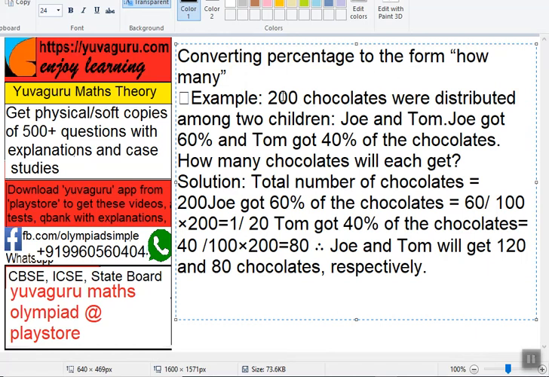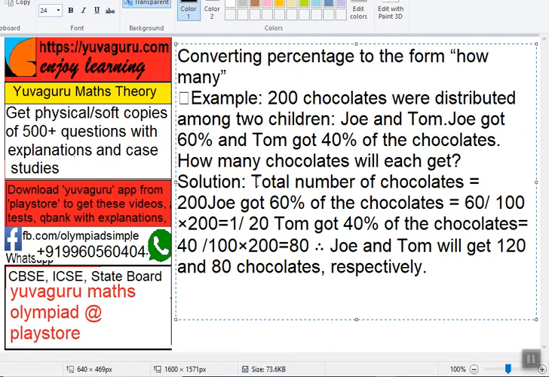Converting the percentage to numbers means now a practical problem. Let's see. 200 chocolates were distributed among 2 children. Now don't consider it as equal. Joe and Tom, let's see. Okay, names. Joe got 60%, Tom got 40%. See here, are they equal? No. Somebody got a bigger share, somebody got a smaller share. So how many has each one got?